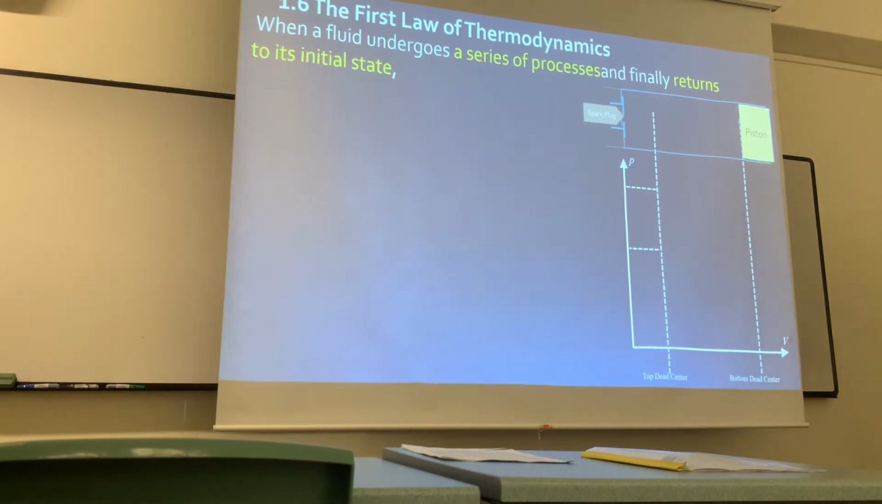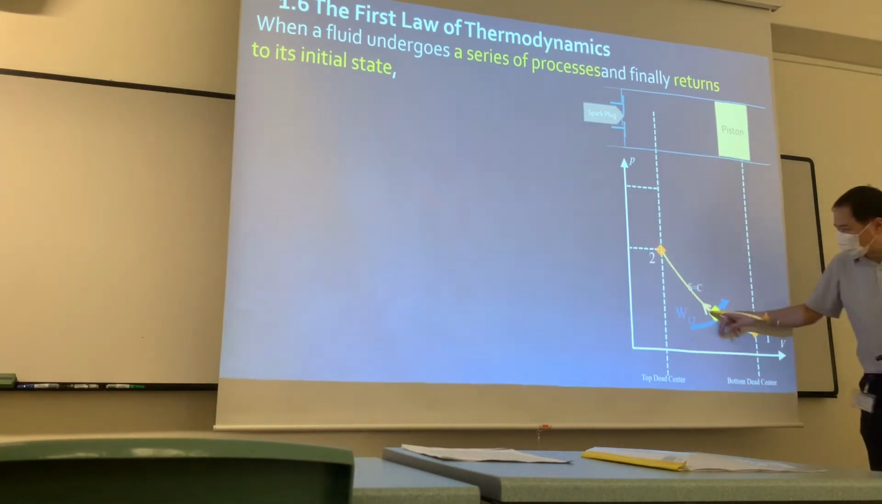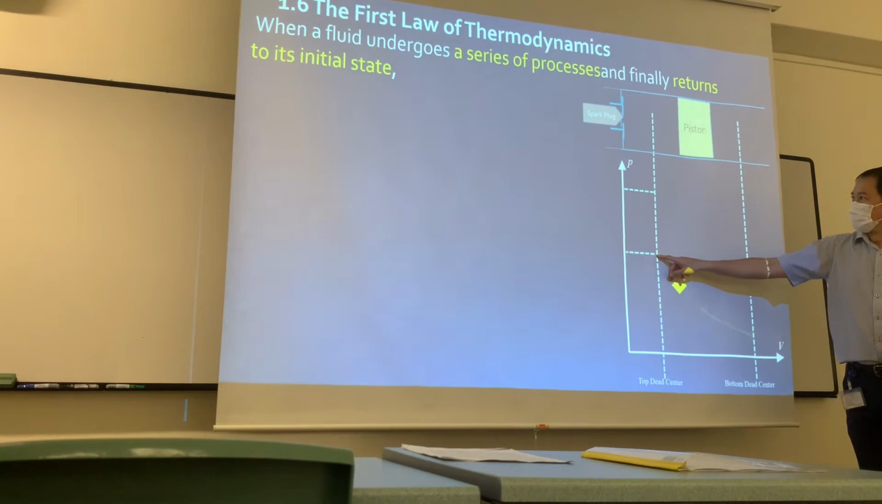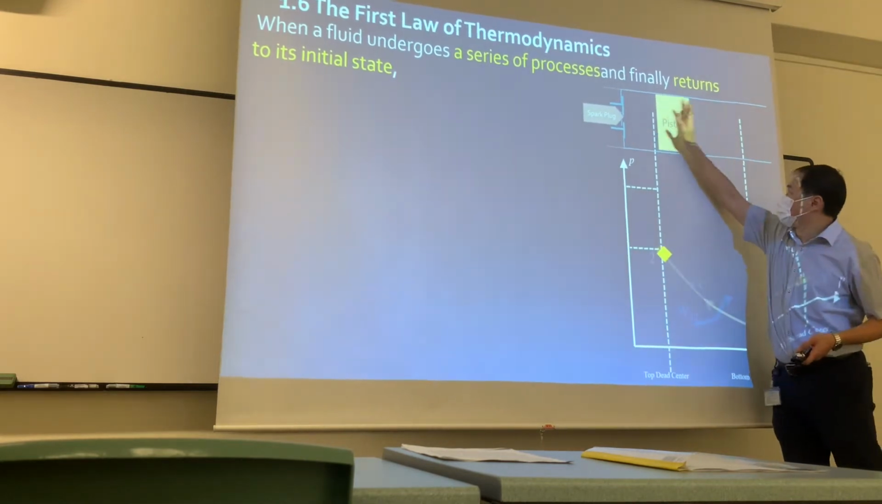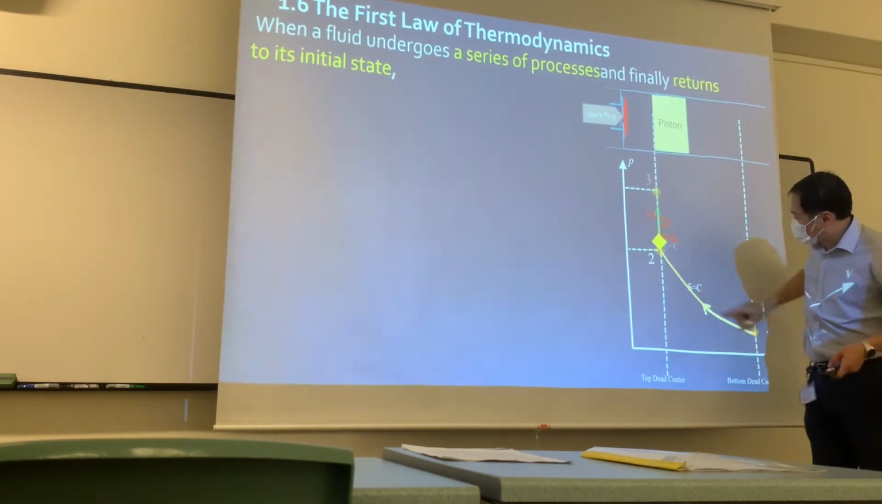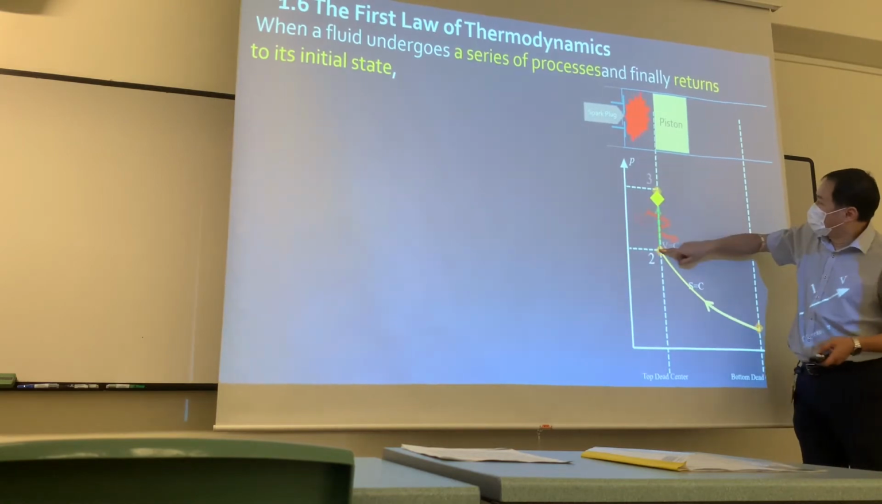For example, I show you this example, the car engine cycle. This is the Otto cycle that you're going to learn. This is one single process. The piston moving one stroke is one process here. Then you have the heat supply.